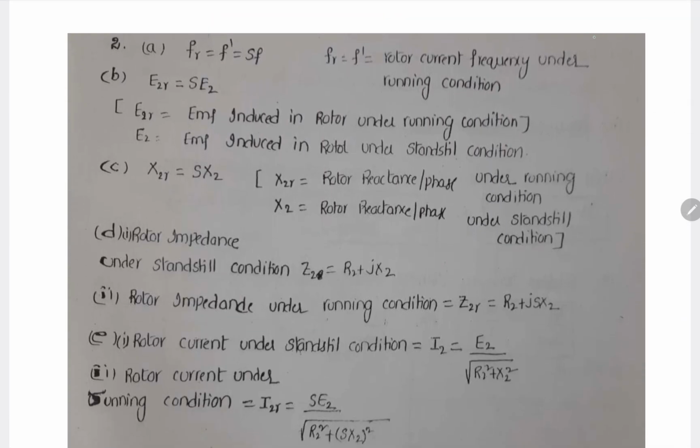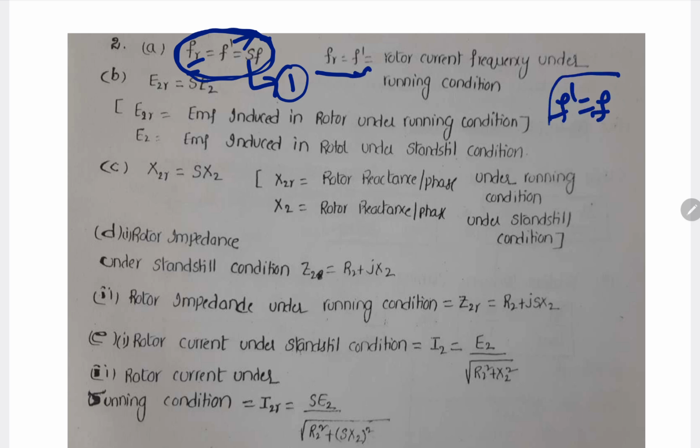Now about the rotor winding current frequency. Rotor winding current frequency f dash is equal to sf. This dash indicates it is a rotor. So a very important formula: f dash equals sf. If the rotor is not rotating, slip becomes 1. Then f dash is equal to f. Rotor winding frequency equals the input supply frequency when the rotor is at the standstill condition. And you see, the 2 represents the rotor, and R represents the running condition.